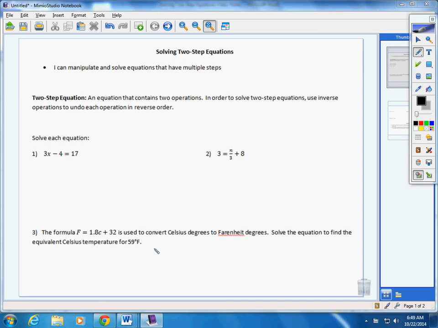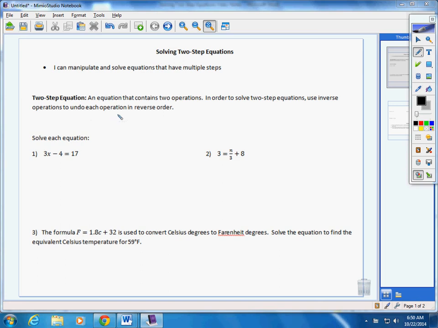So let's start off today with our I can statement. It says, I can manipulate and solve equations that have multiple steps. By the end of this lesson, you want to be able to say that. If you can say that, then we've been successful.